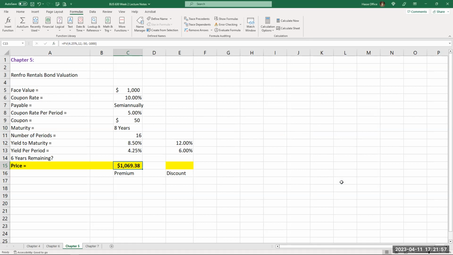$1,069.38. This bond is going to be sold or purchased at a premium above its face value. Why? Because the market yield is lower than the coupon. Somebody who wants to buy this $1,000 10% bond in a market that says you should only get 8.5% is going to pay a premium. Whoever buys this is going to pay $1,069.38, and in return they get a $1,000 bond and $50 payments every 6 months.